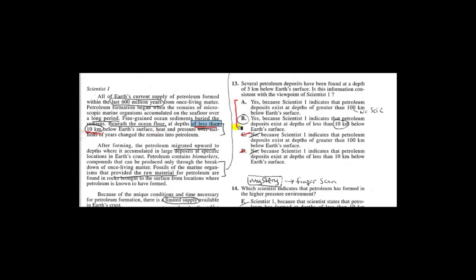So now we're left with answer choices A and B. A says yes, because Scientist 1 indicated that petroleum deposits existed at depths greater than 100 kilometers. Well, right away, that is false, because it doesn't say that right there. It says 10 kilometers. So we can cross A out. B is the correct answer, and it says yes because Scientist 1 indicated that petroleum deposits existed at depths less than 10 kilometers. It's from right here. Just simply go in there, find it, and reword the answer into B. 13B.